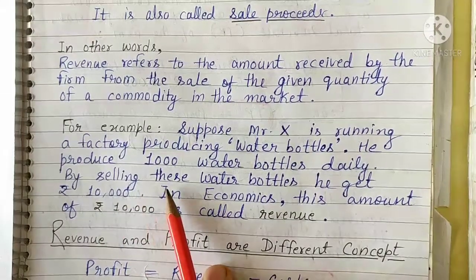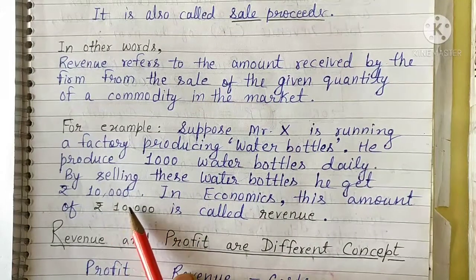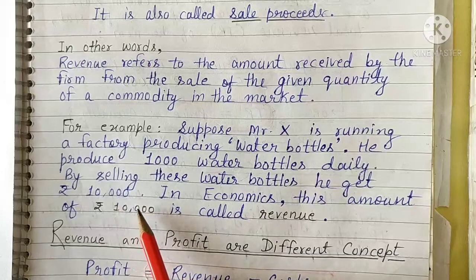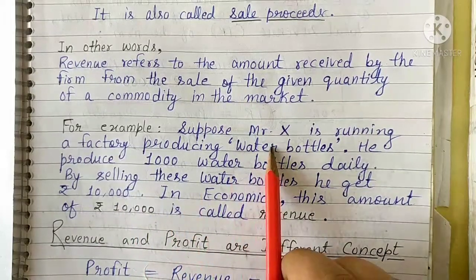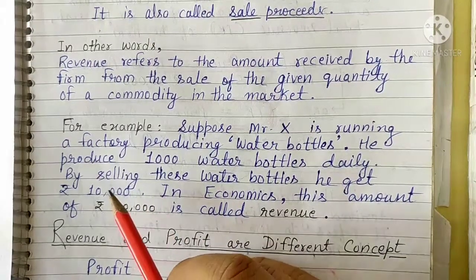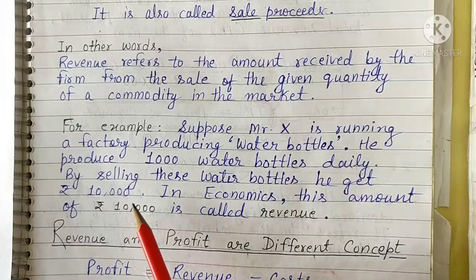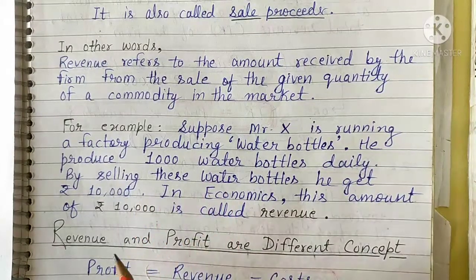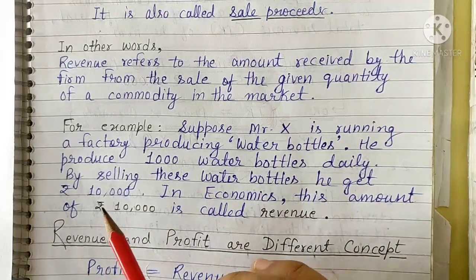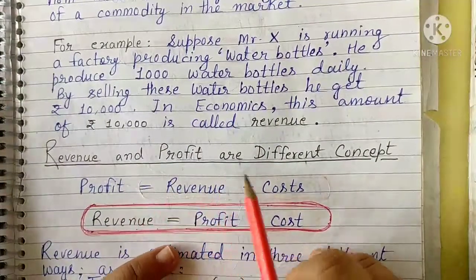It means he sold all 1000 water bottles at 10,000 rupees. So in economics language, we can say that this 10,000 is called the revenue of Mr. X. Now the thing which we have to notice here is that this 10,000 does not subtract the cost of manufacture. I said revenue, I didn't say profit. Remember, profit and revenue are different terms.